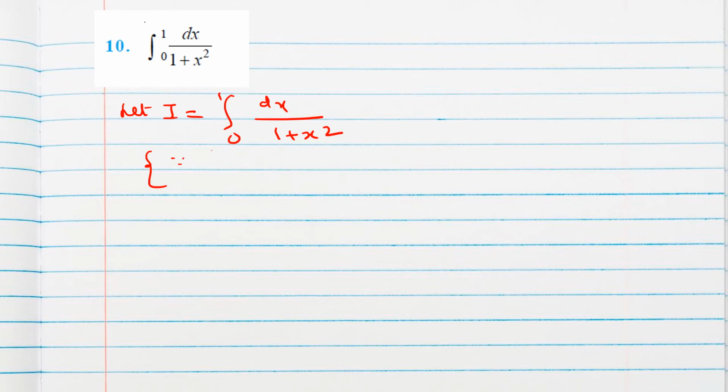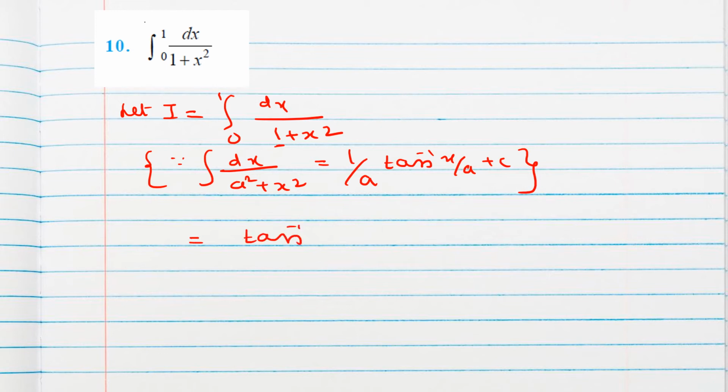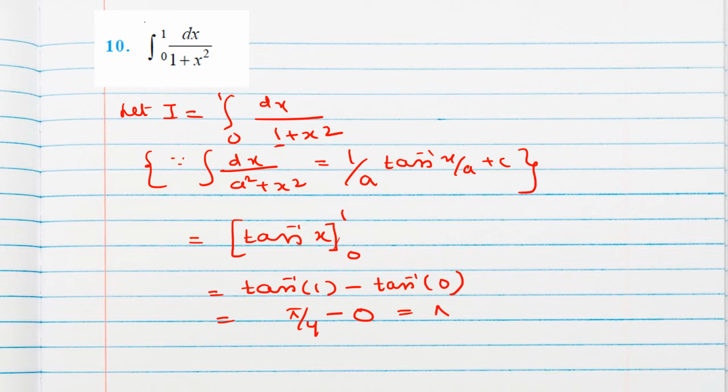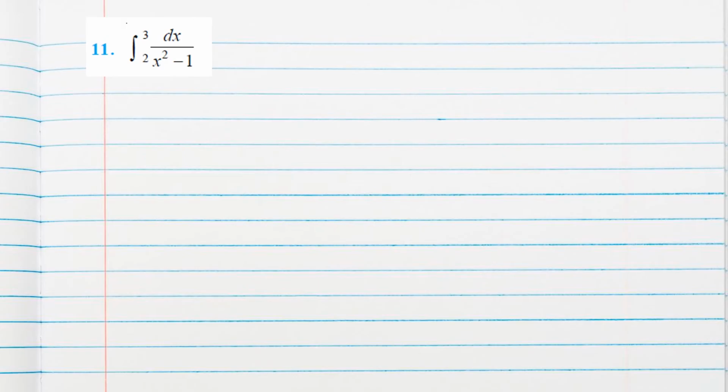Since we know dx by a square plus x square is 1 by a tan inverse x by a plus c. Now here a is 1, and we can write this as 1 square. So this formula we can apply here. According to this, 1 by a means 1 only, then tan inverse x by a. X by a is also x by 1, which means x only, from 0 to 1. Now we substitute the x value, the upper limit in tan inverse, then tan inverse 0. So tan inverse 1 means pi by 4, minus 0, so the answer will be pi by 4.